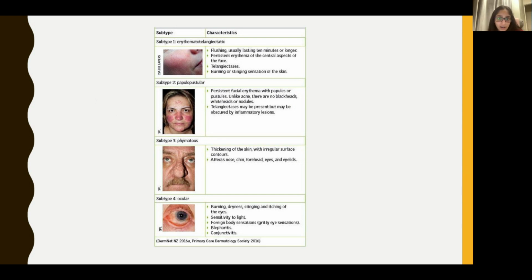Then you will have the rhinophyma subtype 3, where there's thickening of the skin and there's an irregular contour around the nose. And then subtype 4 is where there is ocular involvement, including burning, drying, stinging of the eyes, sensitivity to light, and a foreign body sensation. It can also be associated with blepharitis or conjunctivitis.